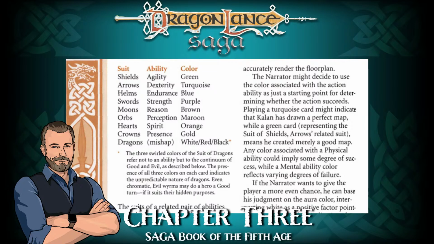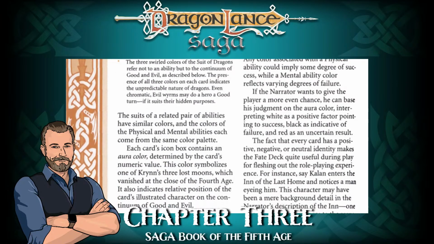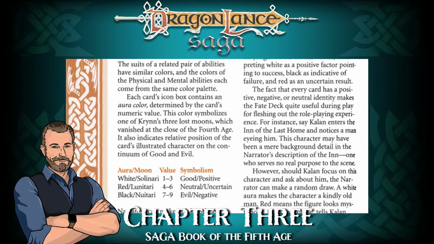The three swirled colors of the suit of dragons refer not to an ability, but to the continuum of good and evil, as described below. The presence of all three colors on each card indicates the unpredictable nature of dragons. Even chromatic, evil worms may do a hero a good turn if it suits their hidden purposes. The suits of a related pair of abilities have similar colors, and the colors of the physical and mental abilities each come from the same color palette.